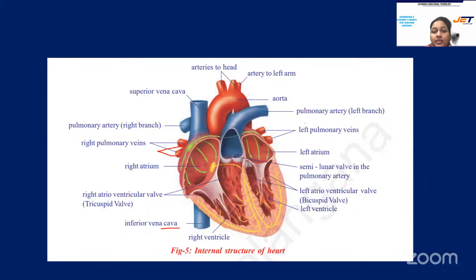This one is the right atrium, also known as the auricle. And this is the tricuspid valve. And this is the right ventricle. The lower portion is the ventricle.